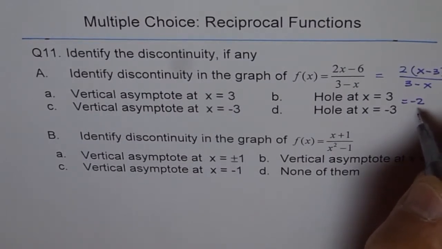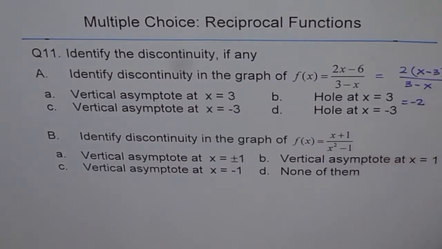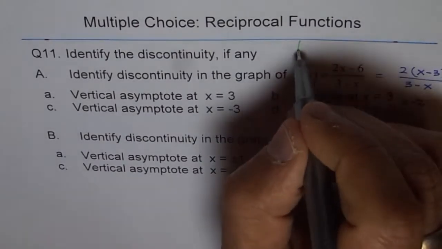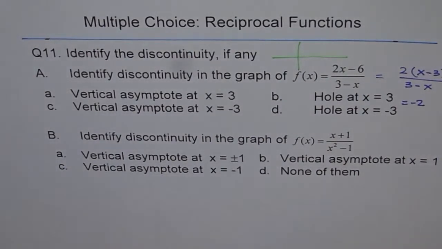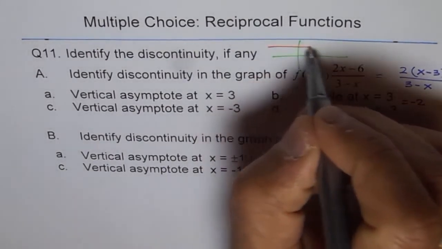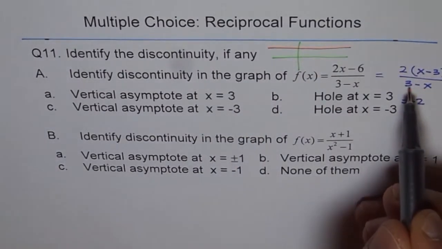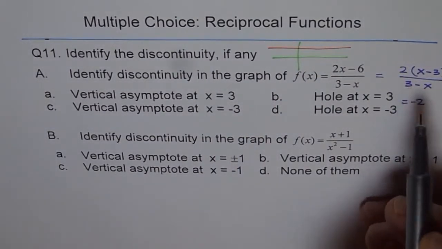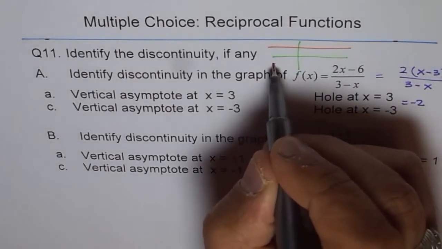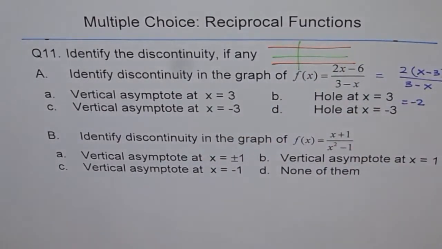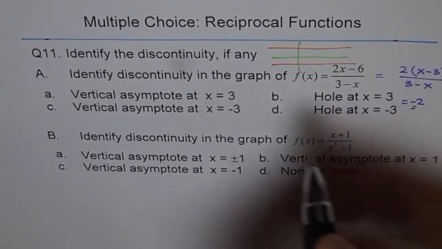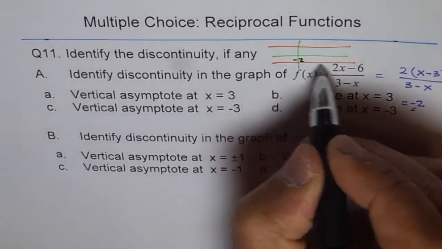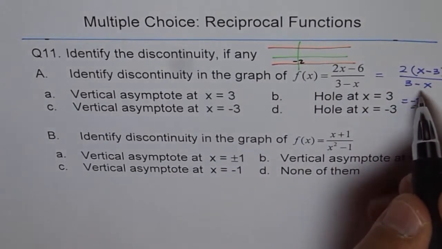So we get f of x equals minus 2. So basically it is a function which is a horizontal line, correct? I can draw it here and show you the function with a discontinuity at 3. It's a horizontal line, but it is discontinuous at 3. This horizontal line should be at minus 2, so let me draw it here. So it's a horizontal line, f of x equals minus 2.